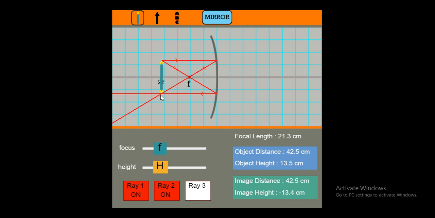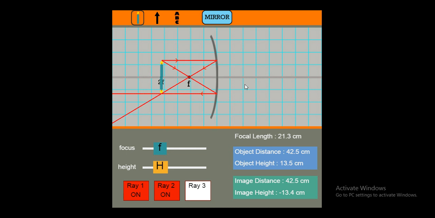Then we can find one point, the intersection point of these two reflected rays. This is the intersection point. Then we can draw the image. This is the image. Then what are the features? This is also an inverted image, and also the same size as the object. Inverted image, same size as the object, and this is a real image. Then what about the position of the image? The position of the image is also at C, at 2F, twice the focal length.